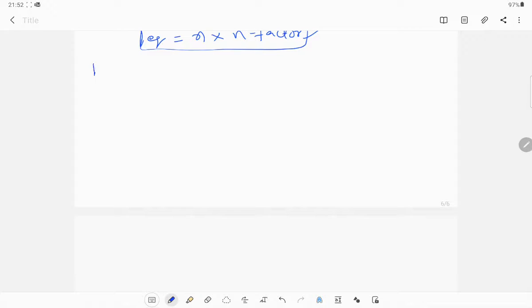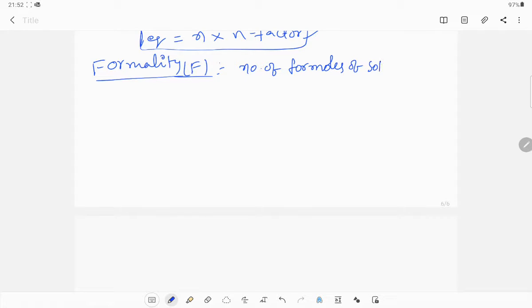Okay. Next concentration term is formality. Formality is represented with capital F for our convenience. Now, the definition of formality is the number of formula moles of solute per liter of solution.